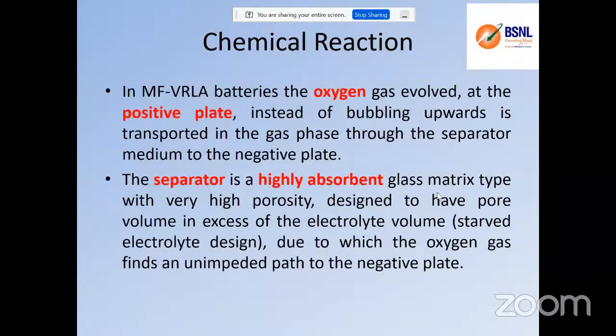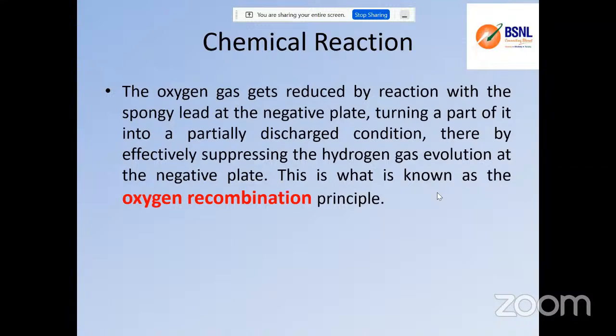Charger connects. So these are the chemical reactions happening in our electrolyte. So here, as I said, an oxygen recombination process is happening, so that it never requires the topping up of distilled water. This is what I said, oxygen recombination.